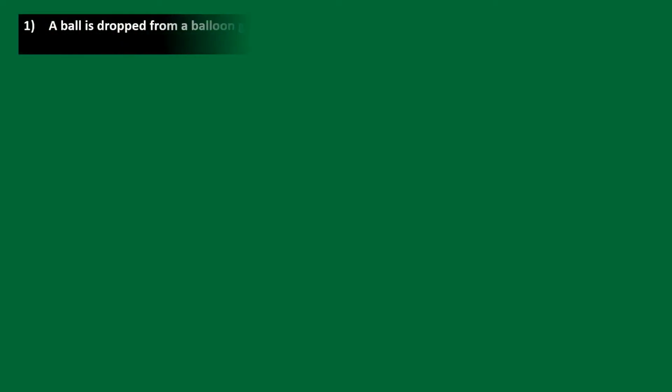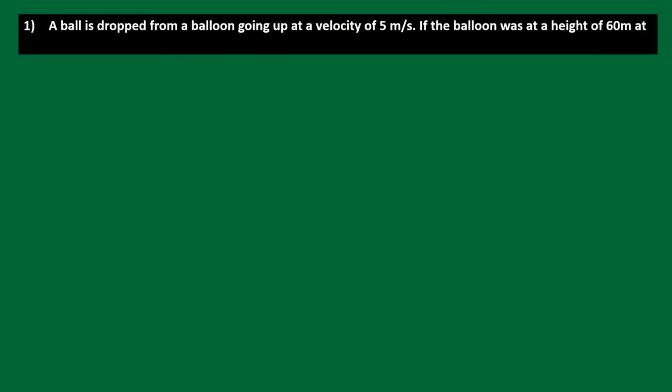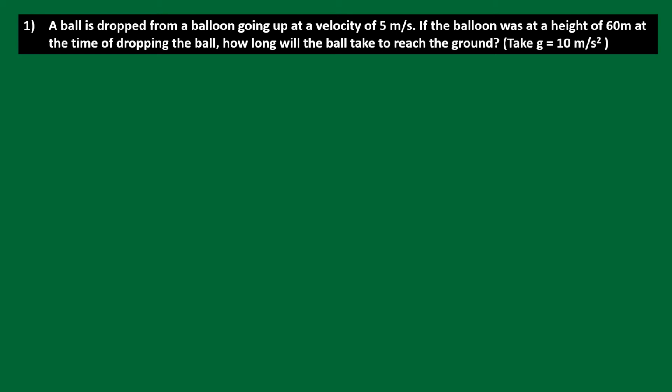Let us try to solve a few model problems. A ball is dropped from a balloon going up at a velocity of 5 meters per second. If the balloon was at a height of 60 meters at the time of dropping the ball, how long will the ball take to reach the ground? Take g is equal to 10 meters per second square.